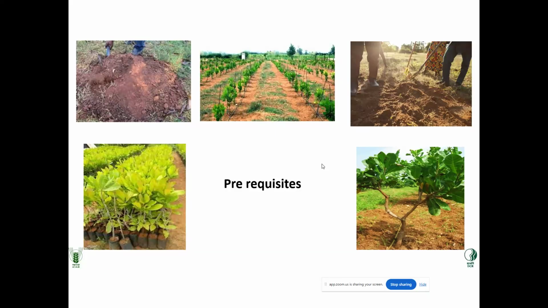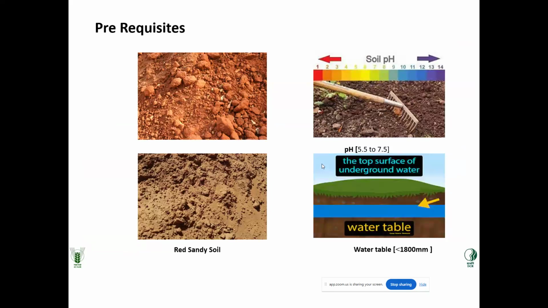Therefore the first step plays a very important role here, because until then you have to maintain that crop to get a better and economic yield. That's why cashew is generally not suitable for all types of soil. It is mainly suitable for red sandy soils.